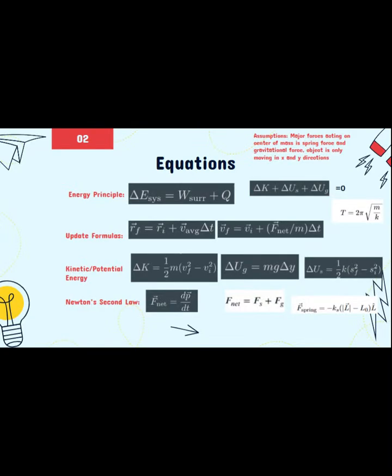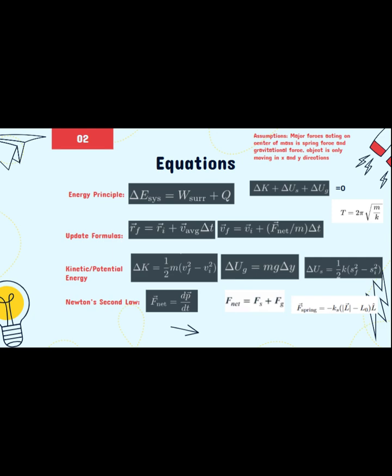So our energy principle states that work done by external forces plus thermal energy. Since our system is just the mass and the spring, we're hoping that the change in energy is conserved, or zero. We also need our position and velocity update formulas, and our kinetic and potential energy formulas, which are half m v squared and mgh. These are used in the GlowScript code.